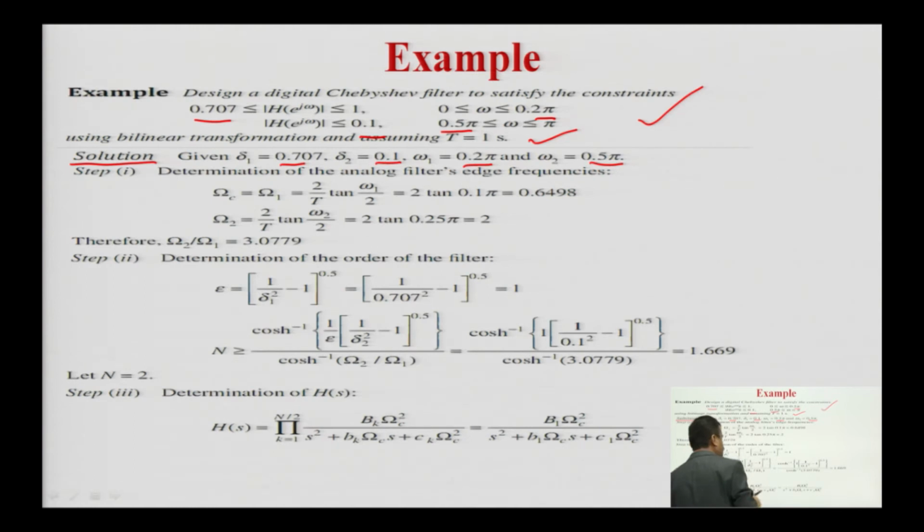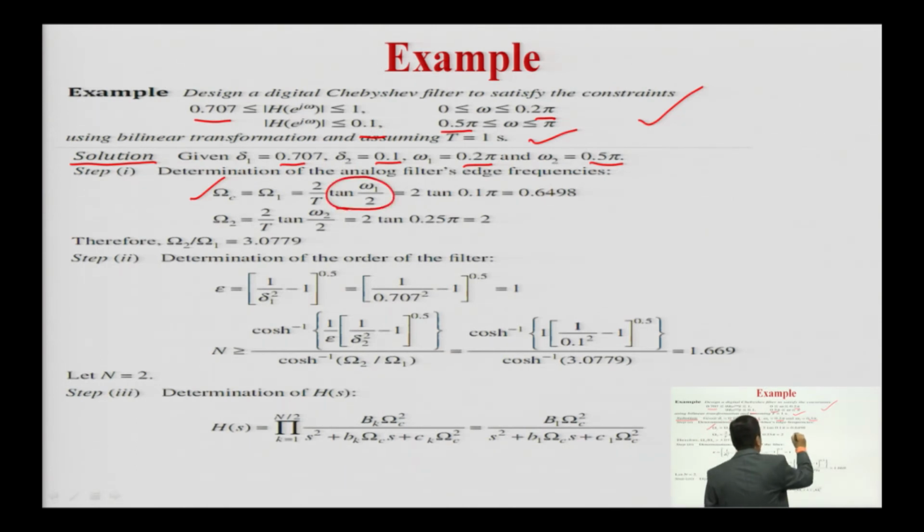Now, the first step is the same, the designing step is the same as in Butterworth filter designing, there is no difference. At first you have to calculate your edge frequencies. Here you are using the bilinear transformation, so you have to use this formula. So, omega c is equal to omega 1, omega 1 upon 2.